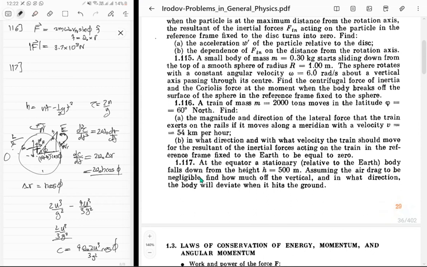Okay, a body falls down from the height h equal to 500 meters, assuming the air drag to be negligible. Oh no, it's falling down. This whole formula that we found out is for projectile motion. So something else actually. It's going to be slightly different. Fine, it's still the same thing.